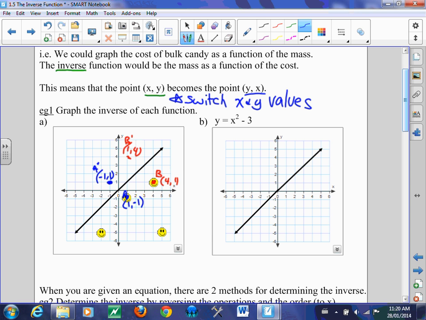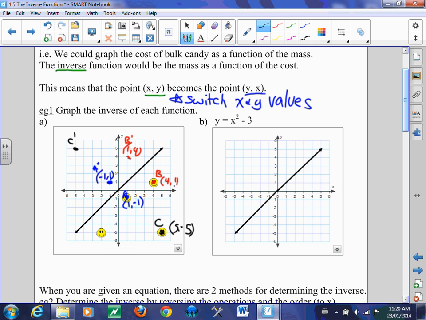Okay, let's do a couple more here. How about I label this one on the bottom here C, and C is at (5, -5). Okay, so do the opposite. You're going to be at (-5, 5), so this is going to be C prime.